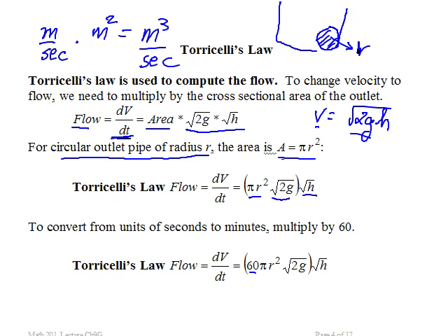So r is the radius of this outlet pipe right here. Pi r squared gives you its area. Square root of 2g came from the expression for velocity, and I have a square root of h which I've isolated outside. There we go. That's Torricelli's law for a circular outlet pipe, with the unit of time being in minutes.